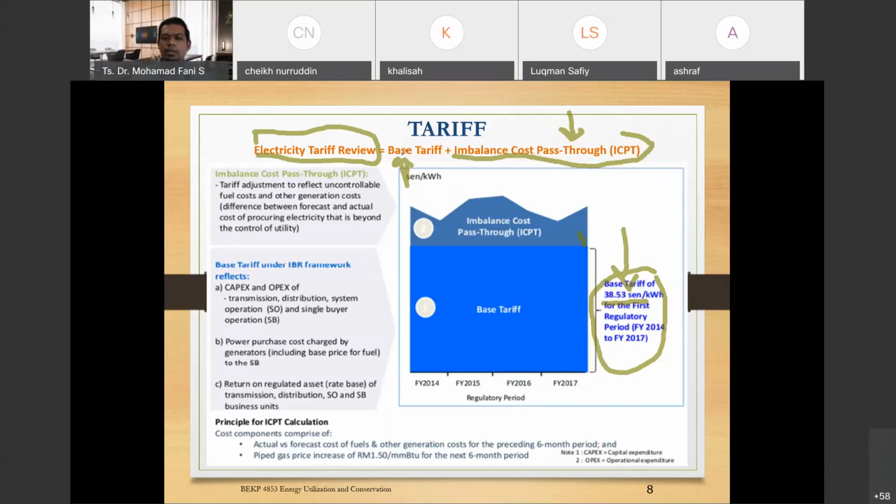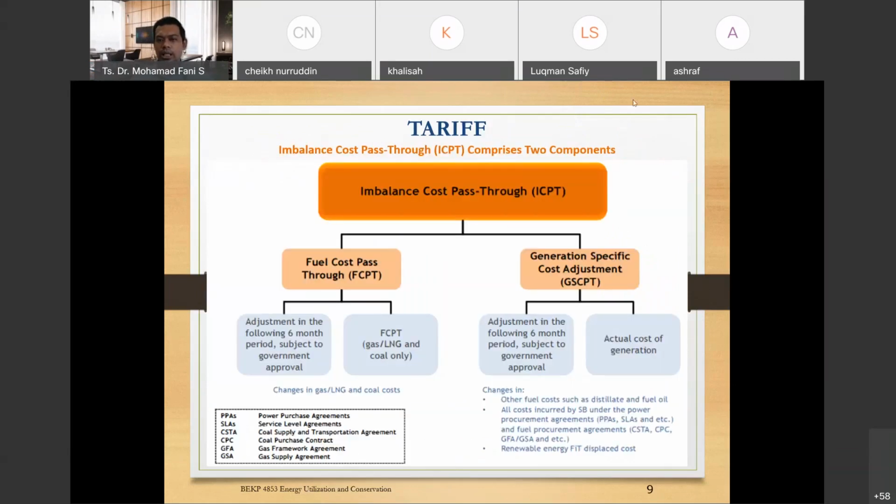And the other one is the base tariff. When we're talking about the base tariff, this one will be used by the utility. For example, TMB will use this 38.53 cents per kilowatt hour to design their own tariff for every single consumer under the TMB. For example, this one is the ICPT. I will explain about the ICPT first.